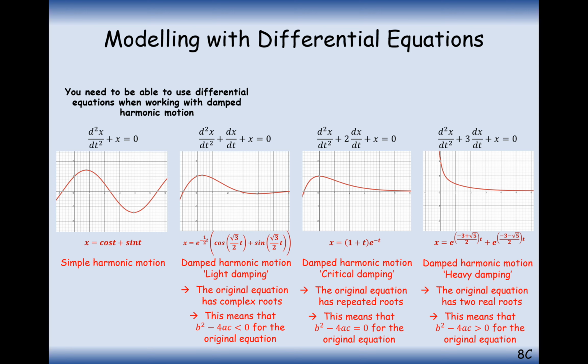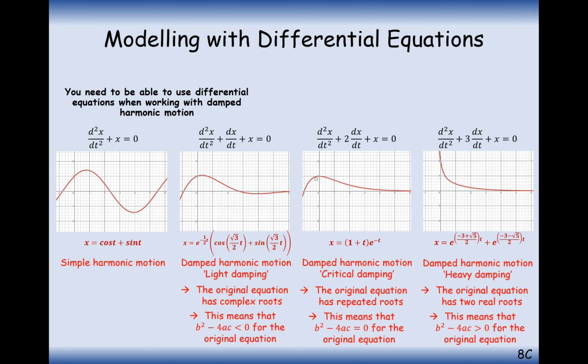So the four different cases are on the page there for you now. The first one is simple harmonic motion, where we have no damping at all. This means that the simple harmonic motion is just going to happen forever and ever. In the second example, we have light damping, which means there will still be some oscillating, but the distance away from the origin will get smaller and smaller until it basically stops.